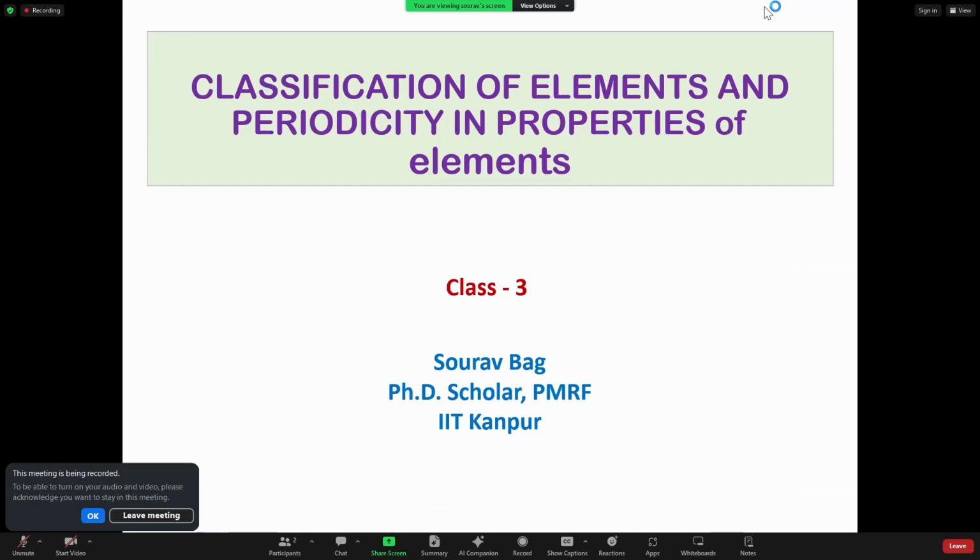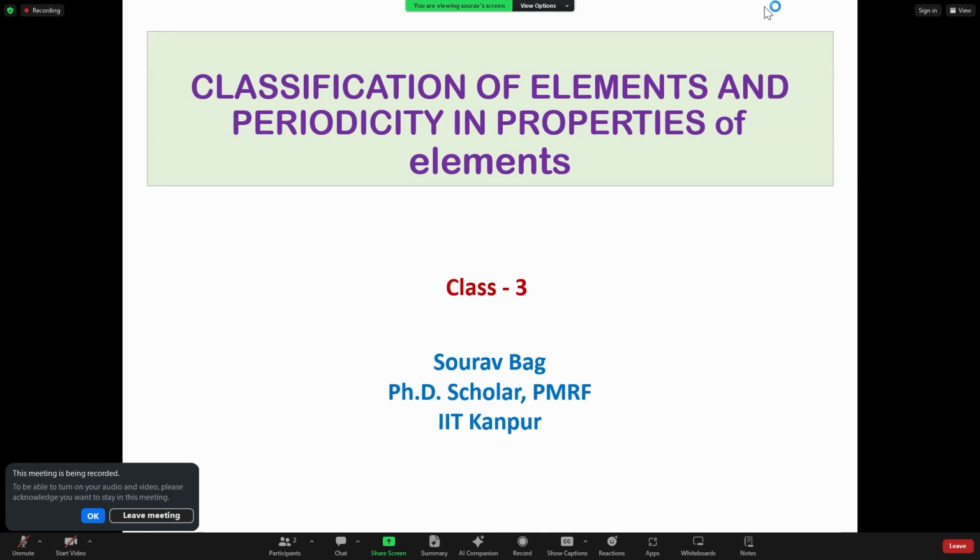and periodicity in properties of elements class. So in a previous class, we have seen the different types of metal classifications in the main periodic table. Basically, we have learned about the main periodic table and how the elements have been classified, which element belongs to which block, s, p, d. We learned about that in the previous class.